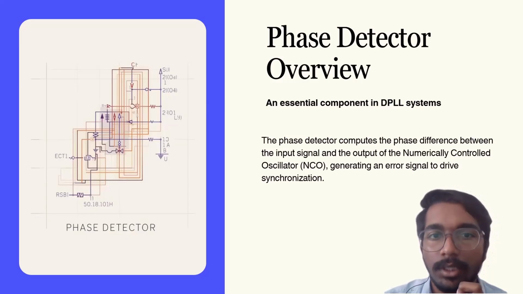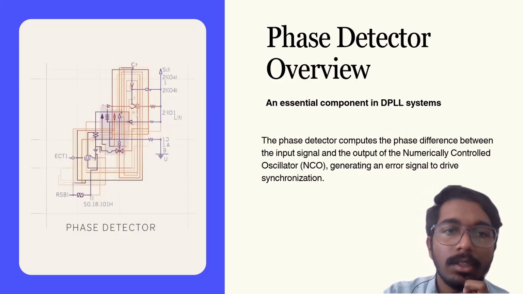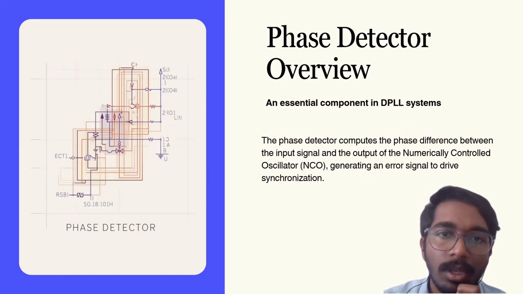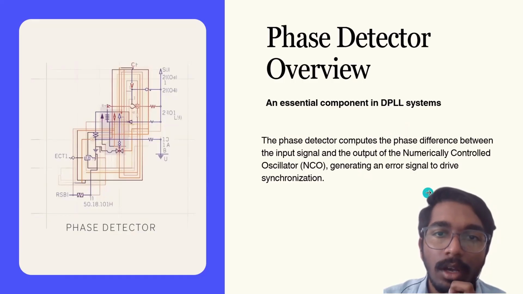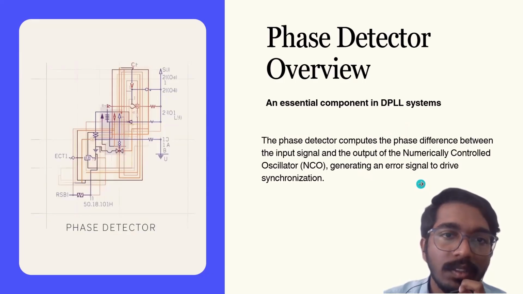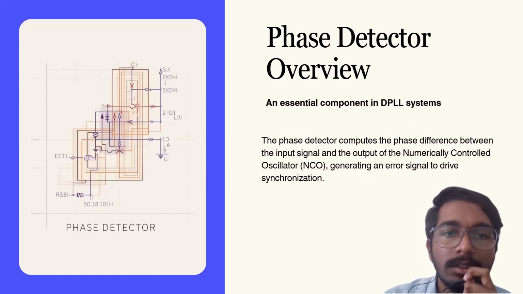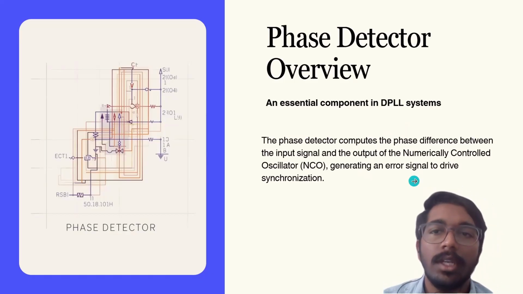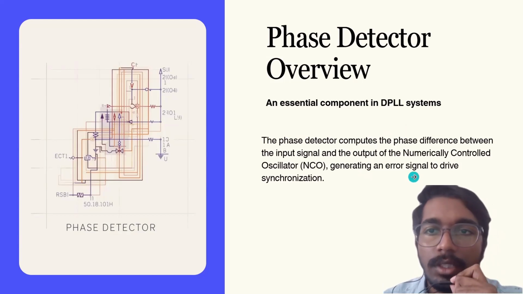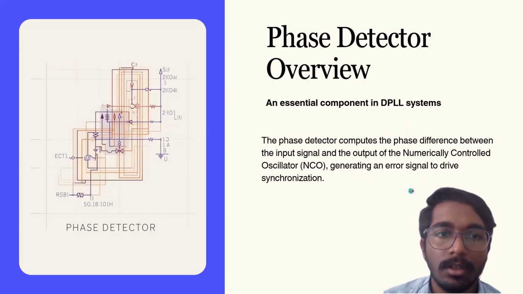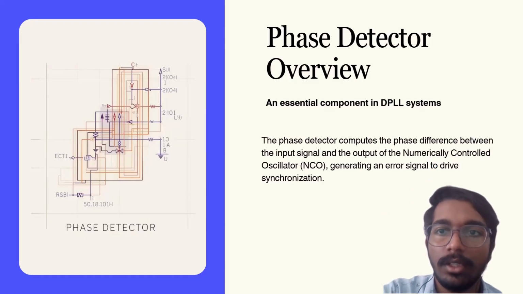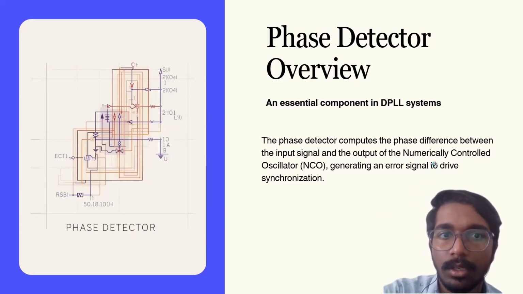There are different types of phase detectors. For sinusoidal signals, a multiplier type detector is commonly used. For digital square waves, an XOR phase detector can be used. In more advanced systems, a phase frequency detector is used because it can detect both phase and frequency differences. The performance of the entire DPLL strongly depends on the accuracy and linear range of the phase detector because it directly influences how quickly and accurately the loop locks.